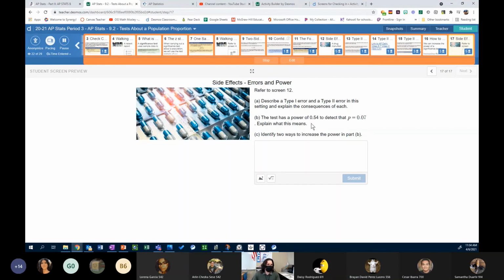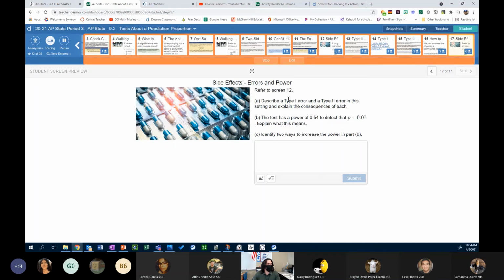The test has a power of 0.54 to detect that P equals 0.07. Explain what this means. And lastly, identify 2 ways to increase the power in part B. All right. So we can take 5 minutes here to come up with answers for these 3 questions.